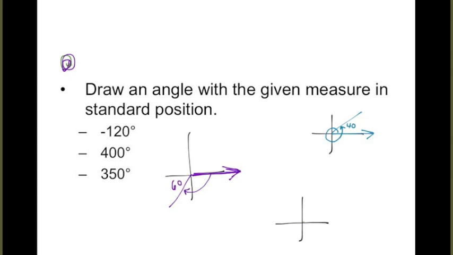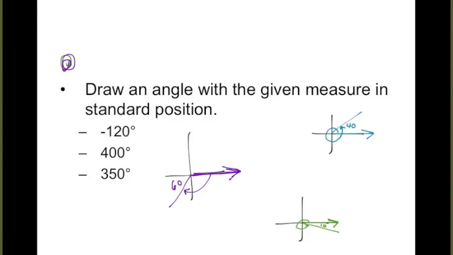And for the final one, starting at the positive x-axis, 360 would be a full circle, so I don't want to quite get there. I want just a little sliver of about 10 degrees before we get to that full circle. Questions on graphing angles?